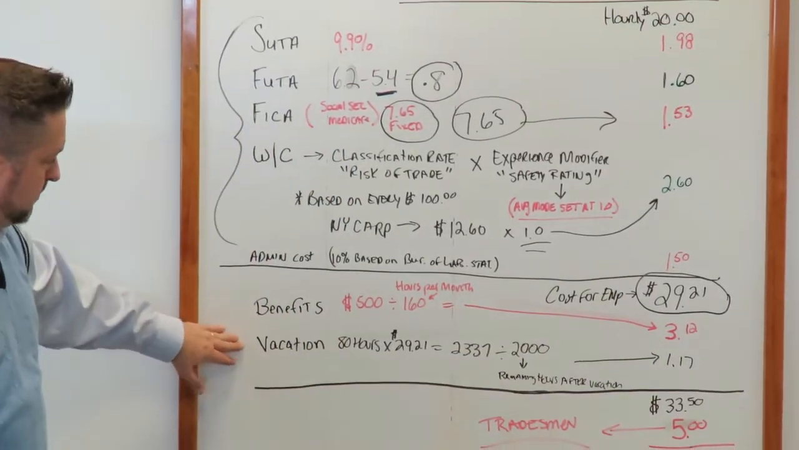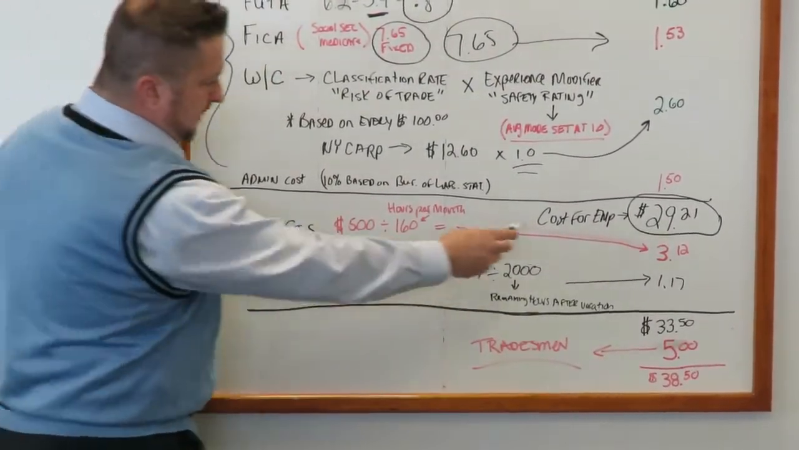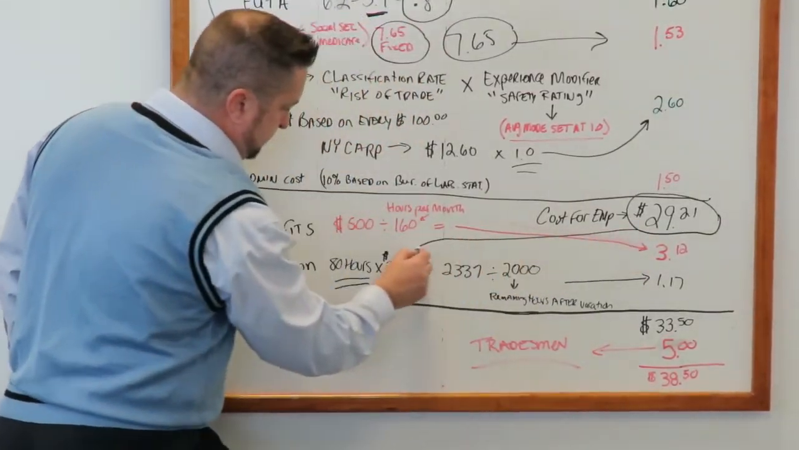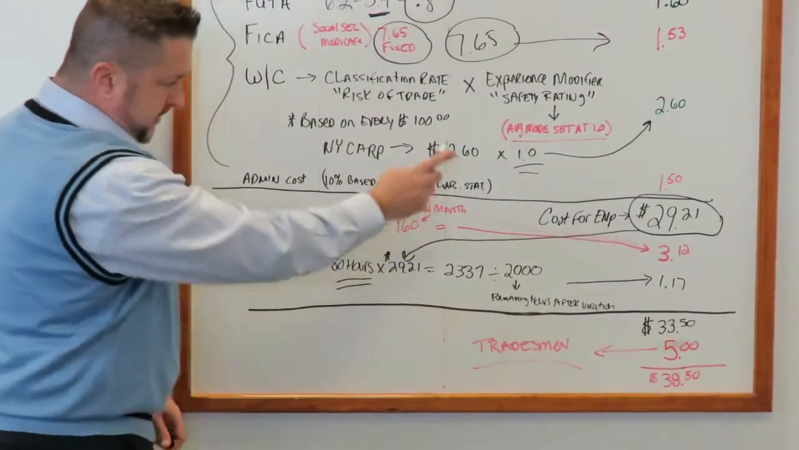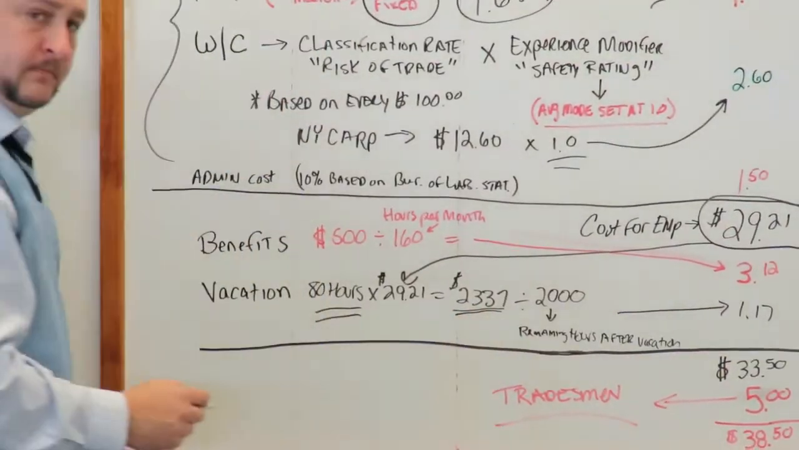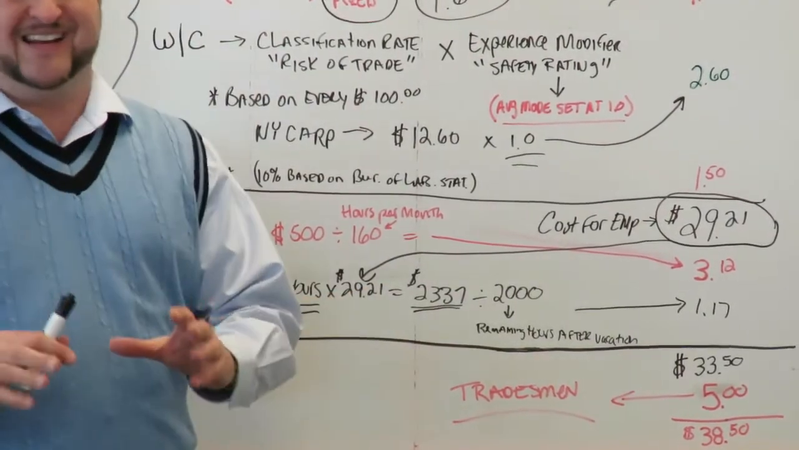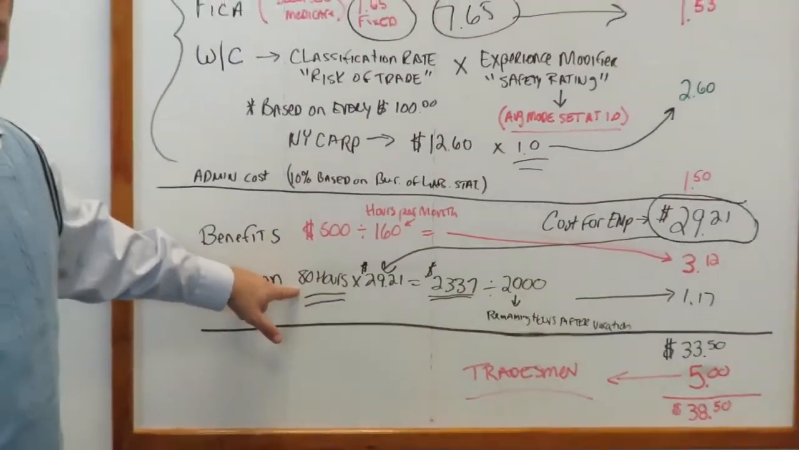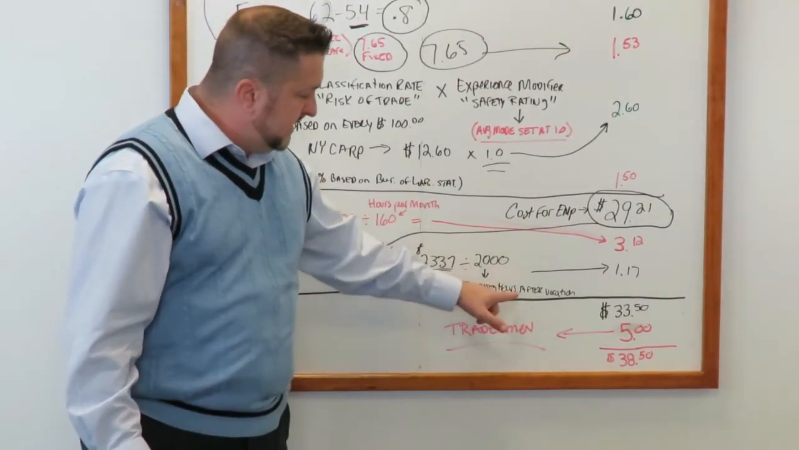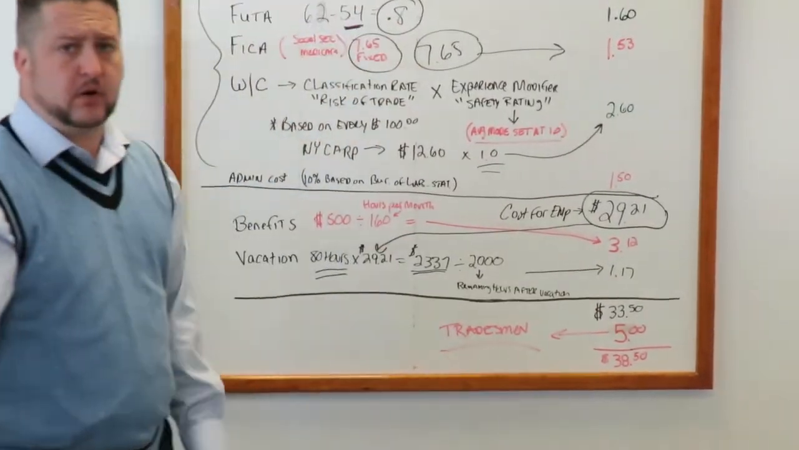Then we got to factor in vacation. Vacation is going to be, you're going to take your 80 hours of vacation on average that an employee gets, and you're going to multiply it by the cost of the employee, which is the $29.21. So we're going to do 80 hours multiplied by the $29.21. That gives us $2,337. You're going to divide that by the remaining hours of the year. So there's 2,080 hours in a year. Because we're taking 80 hours of vacation, we're going to divide the $2,337 by the remaining hours after vacation, which is 2,000. It's going to give you an average of $1.17 per hour.